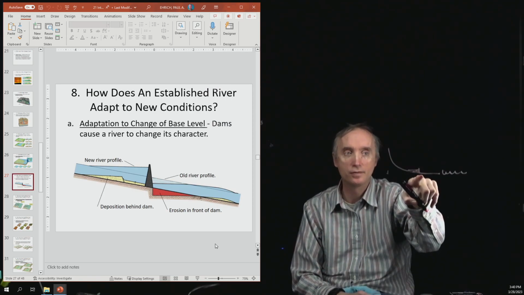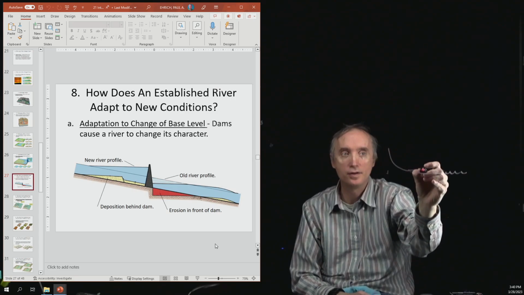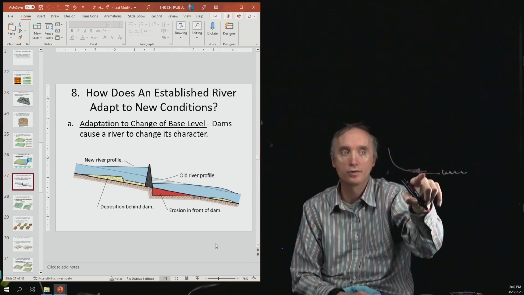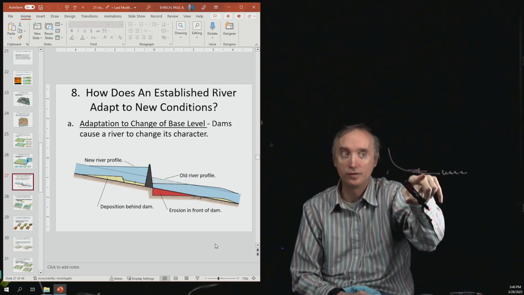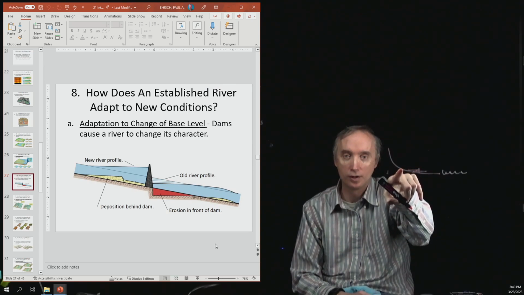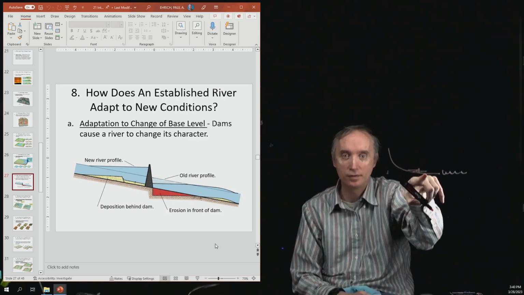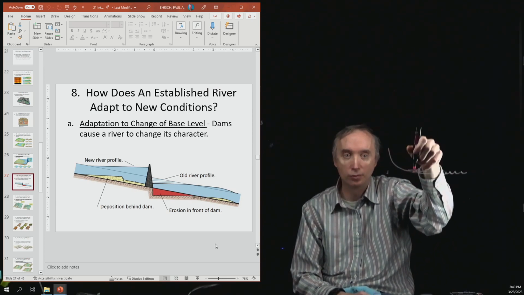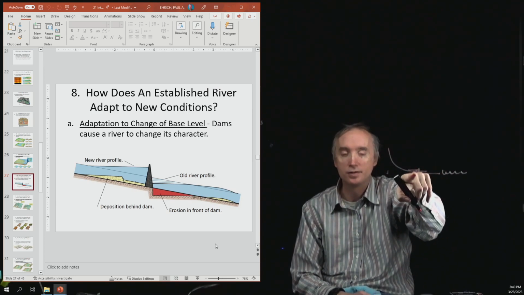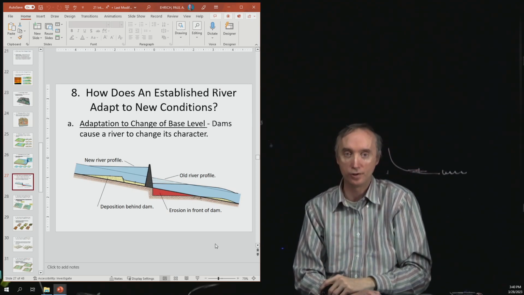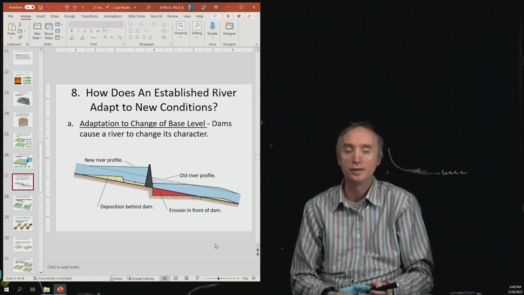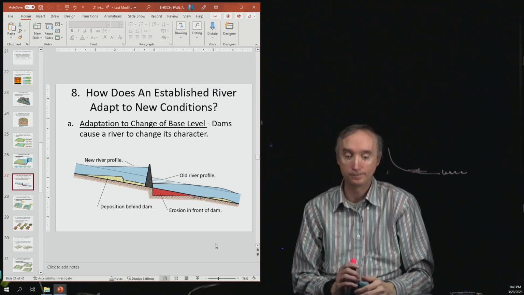Now on the other side of the dam, this water is going to be accelerated. This water is going to find itself flowing faster than the original water in the river was. So on this side of the dam it's going to start to erode. One side is going to be depositing material, and on the other side of the dam, it's going to start eroding. So this is one way that a river is going to adapt to a change in its profile.